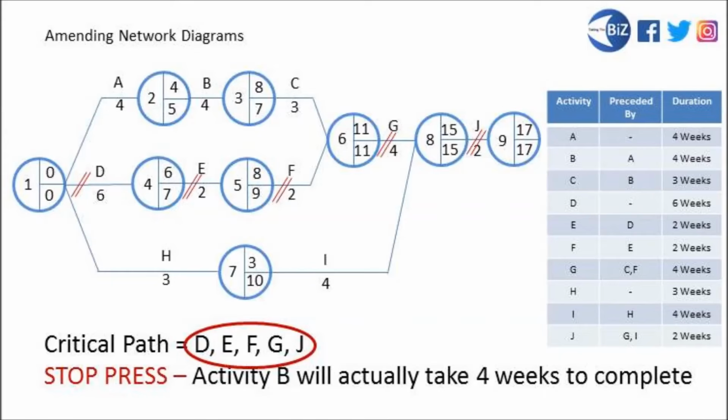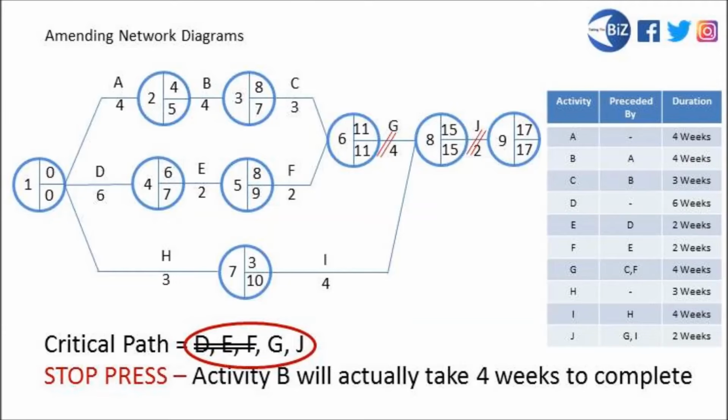Check out activity D. It can start at week 0. It takes 6 weeks to complete. Crucially, now it doesn't have to be finished until week 7. It's not on the critical path anymore. Let's strike through our critical path. It's no longer accurate, and it's all because B is taking 2 weeks longer.